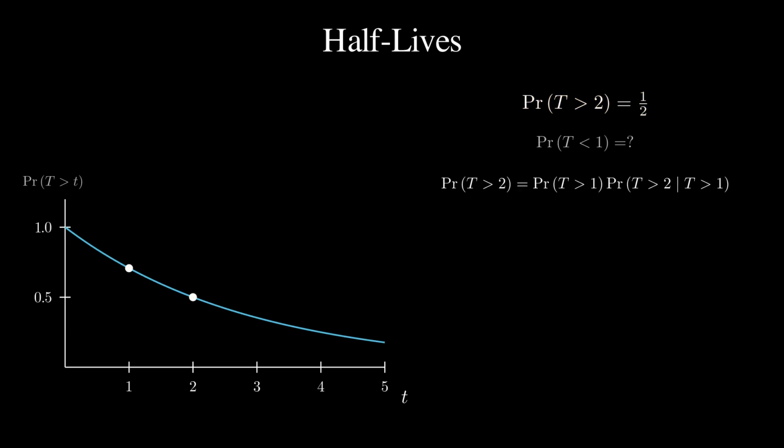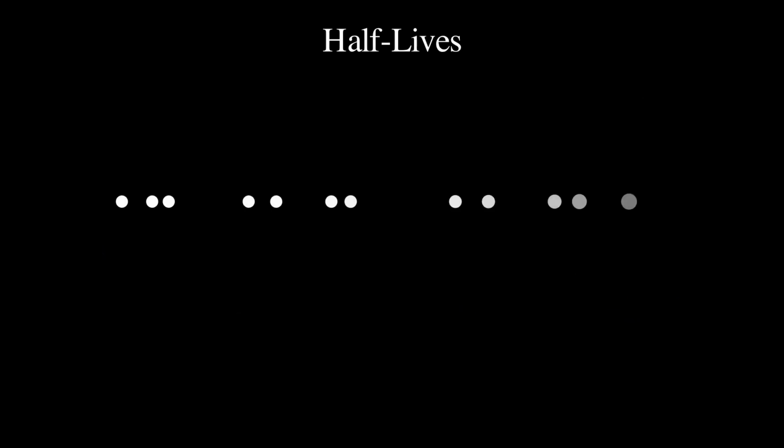Split the 2-year survival at year 1. Surviving 2 years means surviving the first year, then surviving 1 more year, given that first year. By memorylessness, that second factor equals the plain 1-year survival. So the probability of surviving 2 years is the 1-year survival squared. Take the square root. Surviving 1 year has probability 1 over root 2. The chance of failure within the first year is 1 minus 1 over root 2, about 0.293. Lambda never appeared.